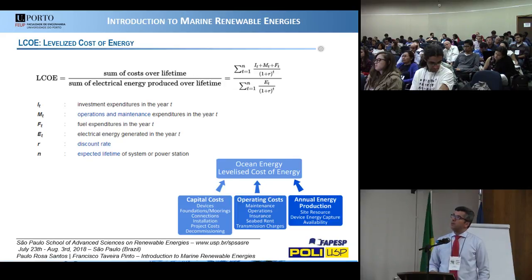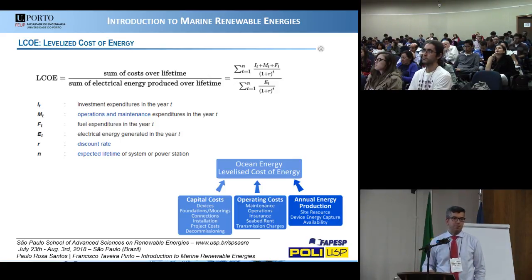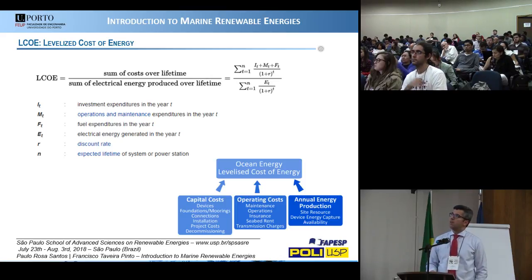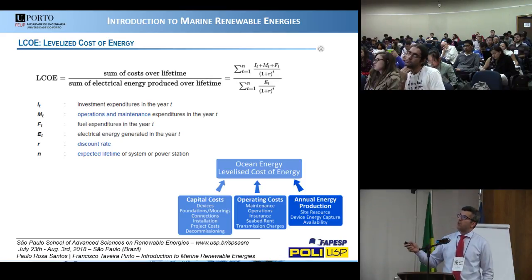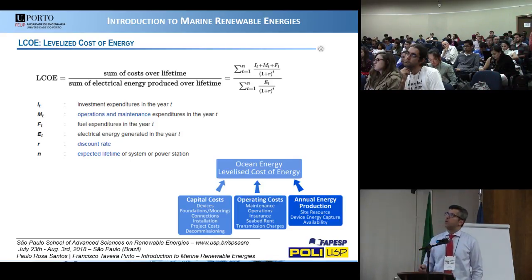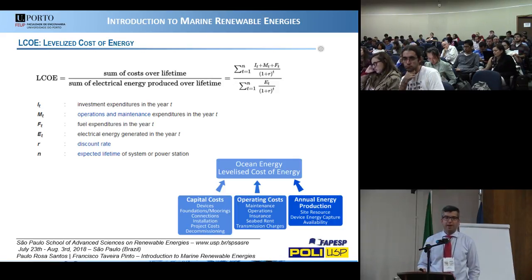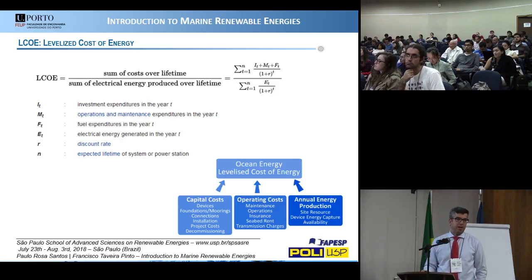You can see here the equation. In the upper part, the sum of the costs over the lifetime of the installation. So we put there everything: the initial investment costs, the operation and maintenance costs, fuel in some cases. In the case of the renewables, we don't have fuel costs. That's one of the advantages.